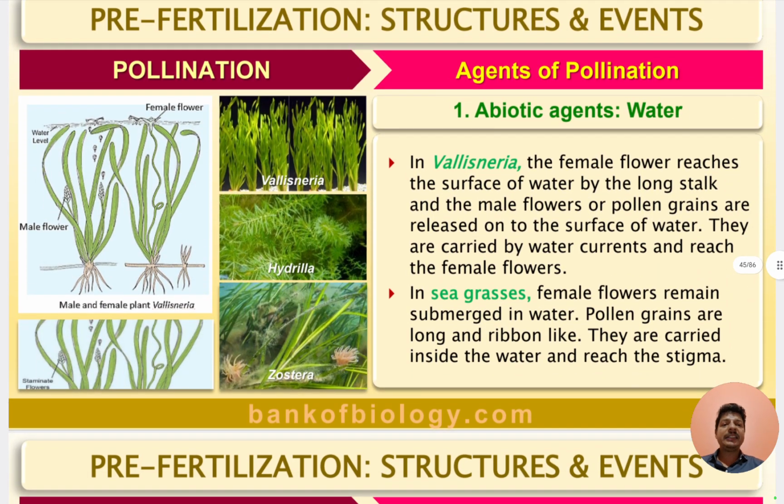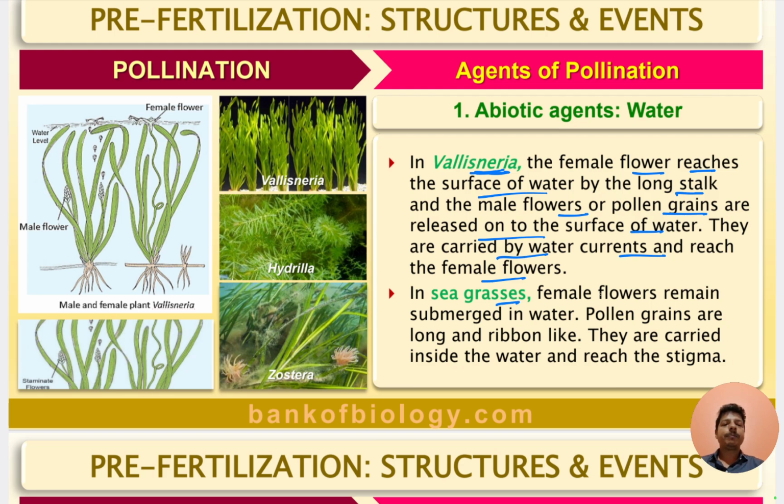Next, in Vallisneria, the female flower reaches the surface of water by the long stalk, and the male flower or pollen grains are released onto the surface of water. They are carried by water current and reach the female flower.